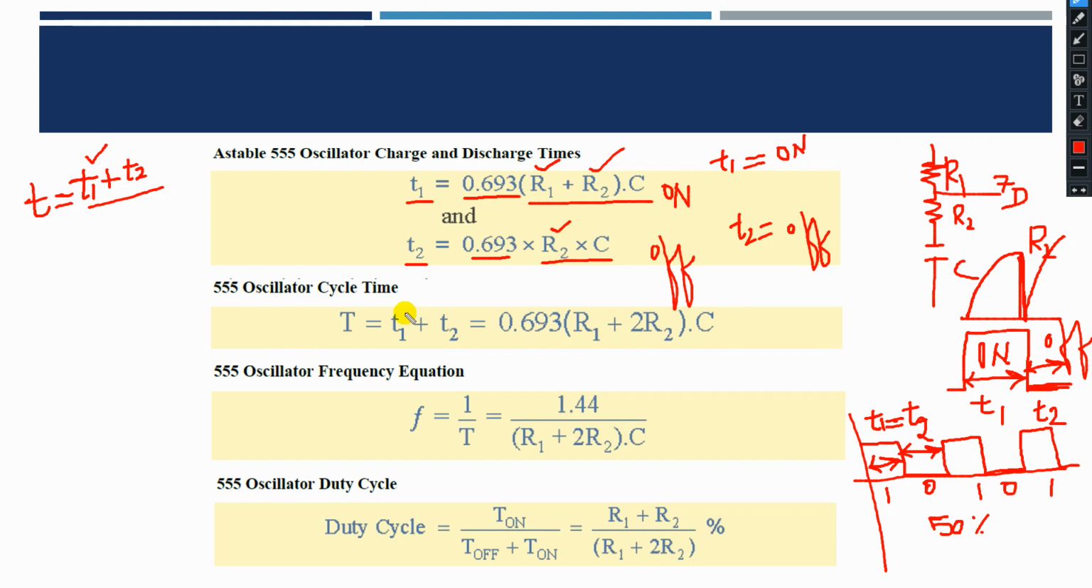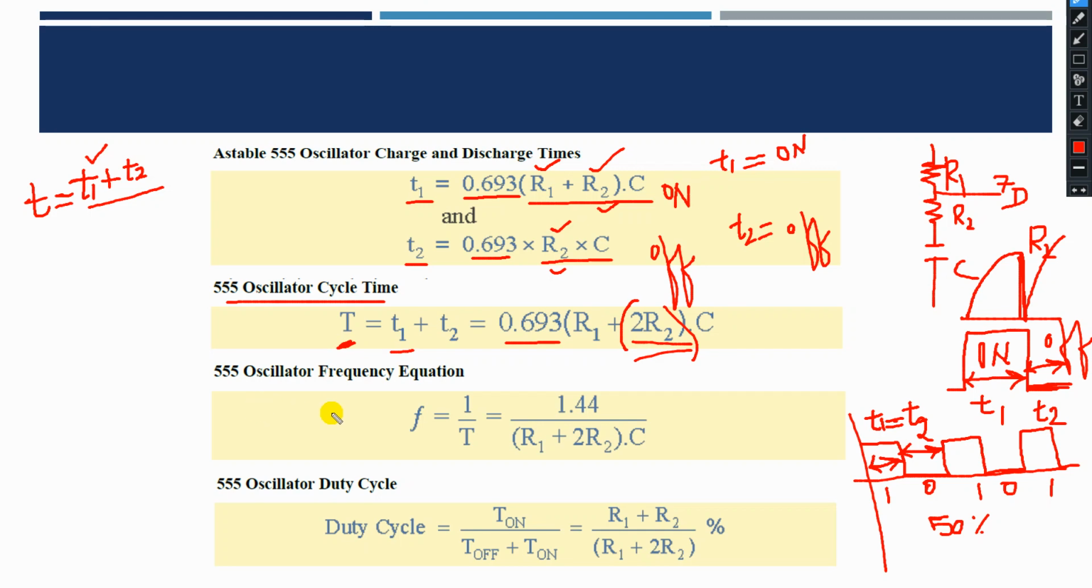Okay. Next, finding the oscillator cycle time. As I said, T1 plus T2 is equal to 0.693 into R1 plus 2 times R2. Why 2 times R2? Because in T1 we have R2, and again in T2 we have R2. If you take these two equations, you get 0.693 and C as common, then R1, and 2 times R2 comes into the picture. That is the reason T is equal to 0.693 into R1 plus 2 times R2 into C. This is called the total time.